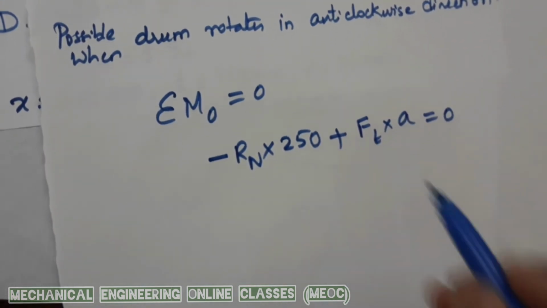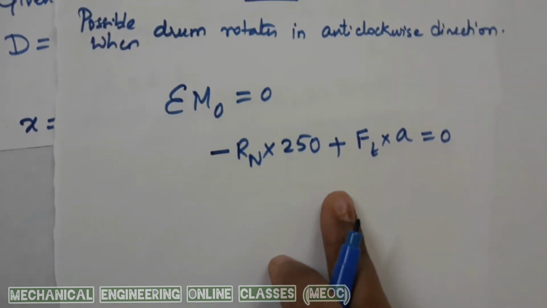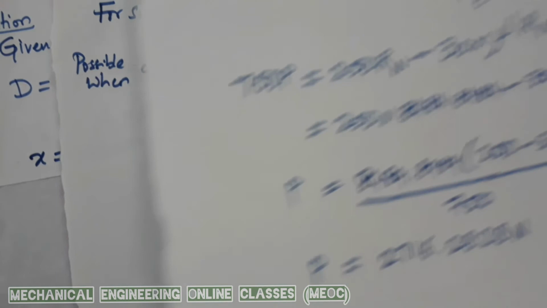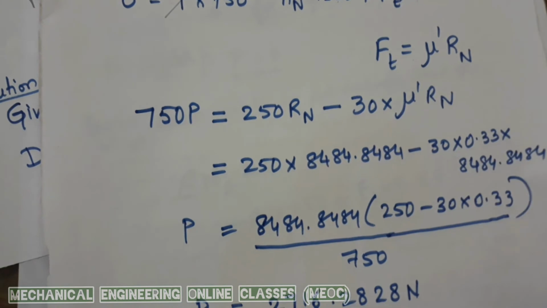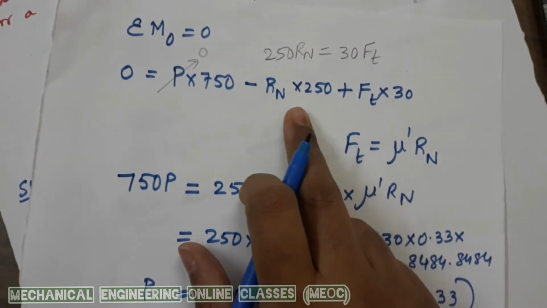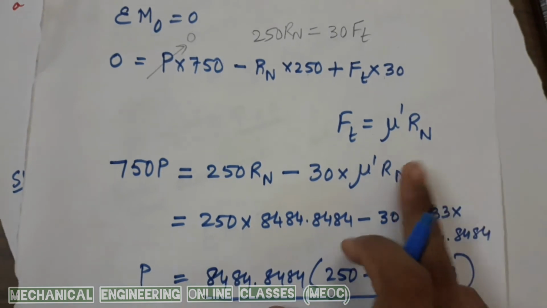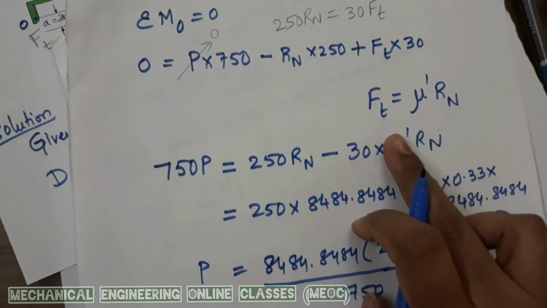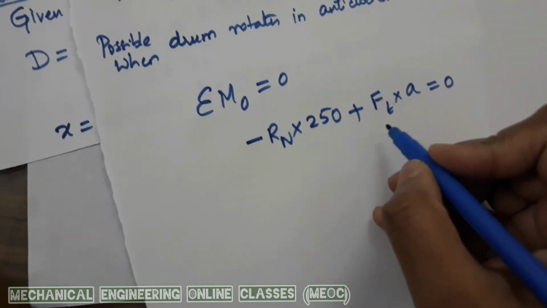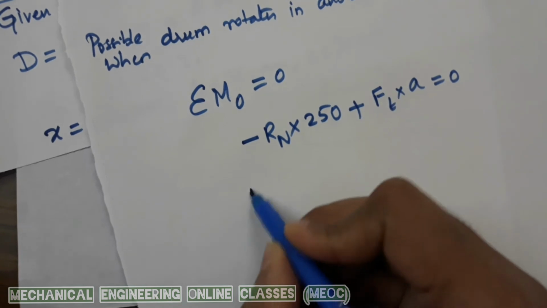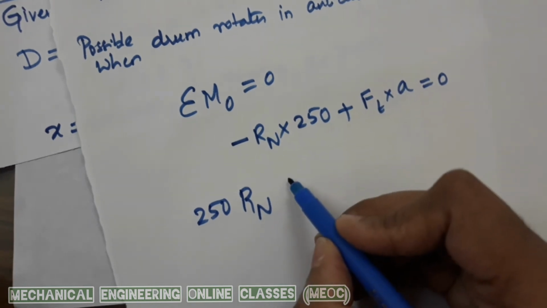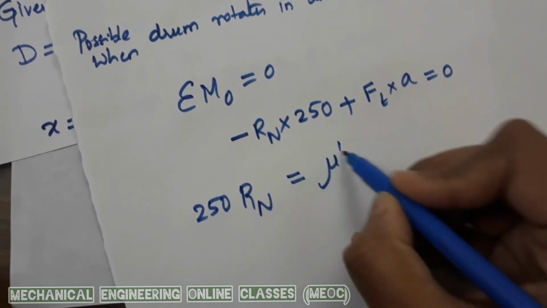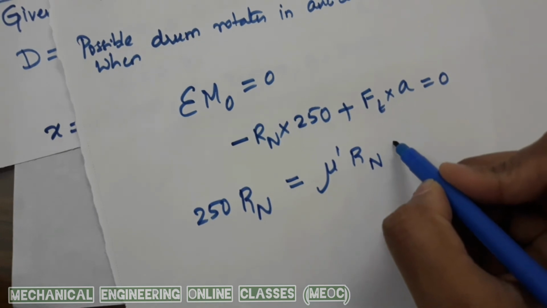Now Ft should be taken from, because this equation is taken from case 2, that is for pivoted. So there we have taken Ft as mu dash into Rn. So here also we have to take the same mu dash Rn, because from this case 2 only we have taken this to find A for self-locking brake. So these relations only will hold good. So Ft here will be mu dash into Rn. So this is nothing but 250 Rn. I'm bringing this here. This will be equal to mu dash Rn into A.